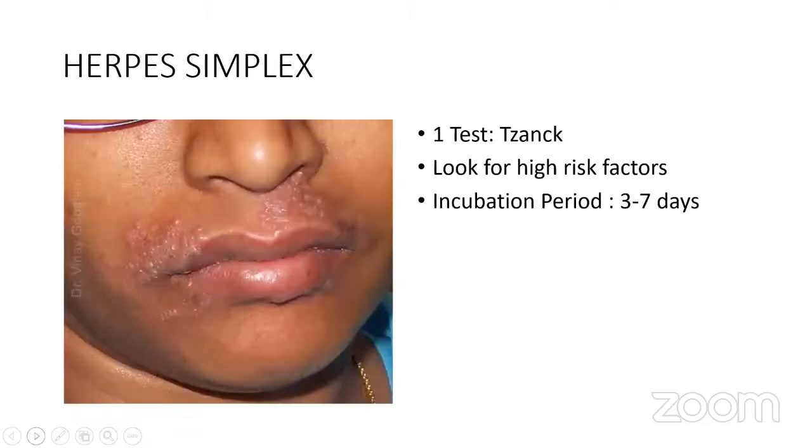Okay, this is herpes simplex. Clinically, we identify it by grouped vesicles on an erythematous base. The one test we can do is the Tzanck smear, where we see multinucleated giant cells. The incubation period for this is 3 to 7 days.